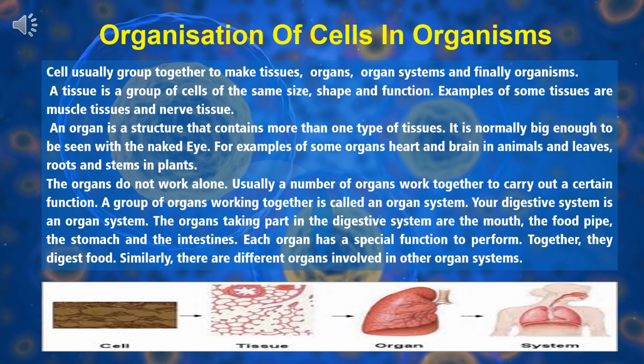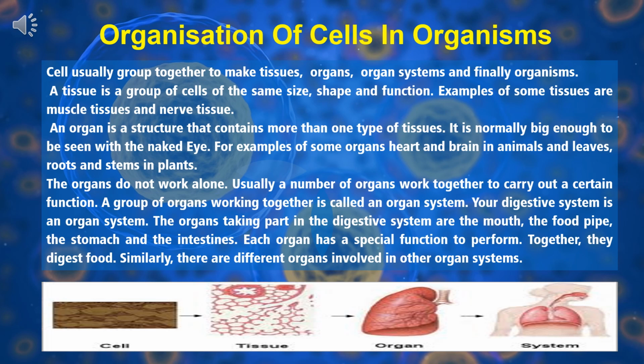For example, some organs are your heart and brain in animals, and then leaves, roots, and stems in plants. तो ये इतने बड़े होते हैं कि we can see them with our naked eyes. Then examples are your heart, brain, which we can see easily in animals, then leaves, roots, and stems in plants. The organs do not work alone. So जो organs हैं ये अकेले से काम नहीं करते हैं. Usually a number of organs work together to carry out a certain function. तो कई organs एक साथ मिल करके एक function को करते हैं.